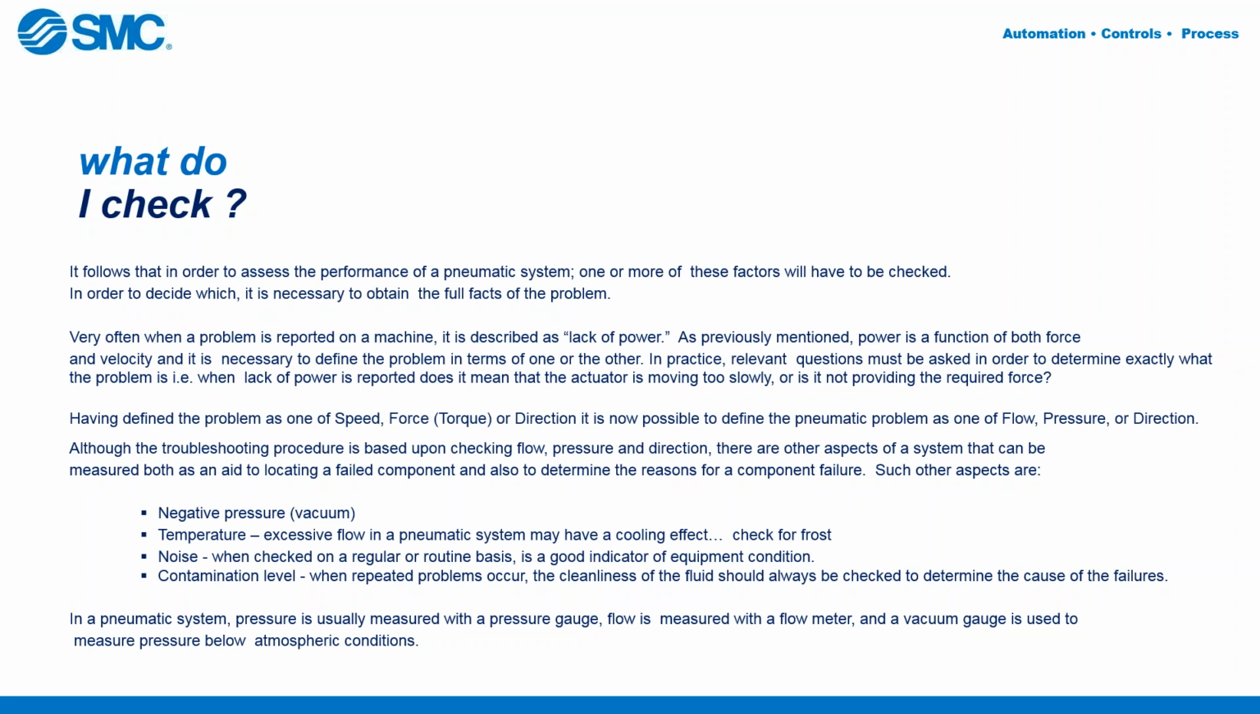So the things that we're measuring then, we might need pressure gauges to measure pressure. We might need a flow meter to measure flow. We may need a vacuum gauge for pressure below atmospheric. We may need to send a sample of compressed air out to test for contamination. There may be various things that we might need to do. So we may need some somewhat specialized equipment to make our checks.